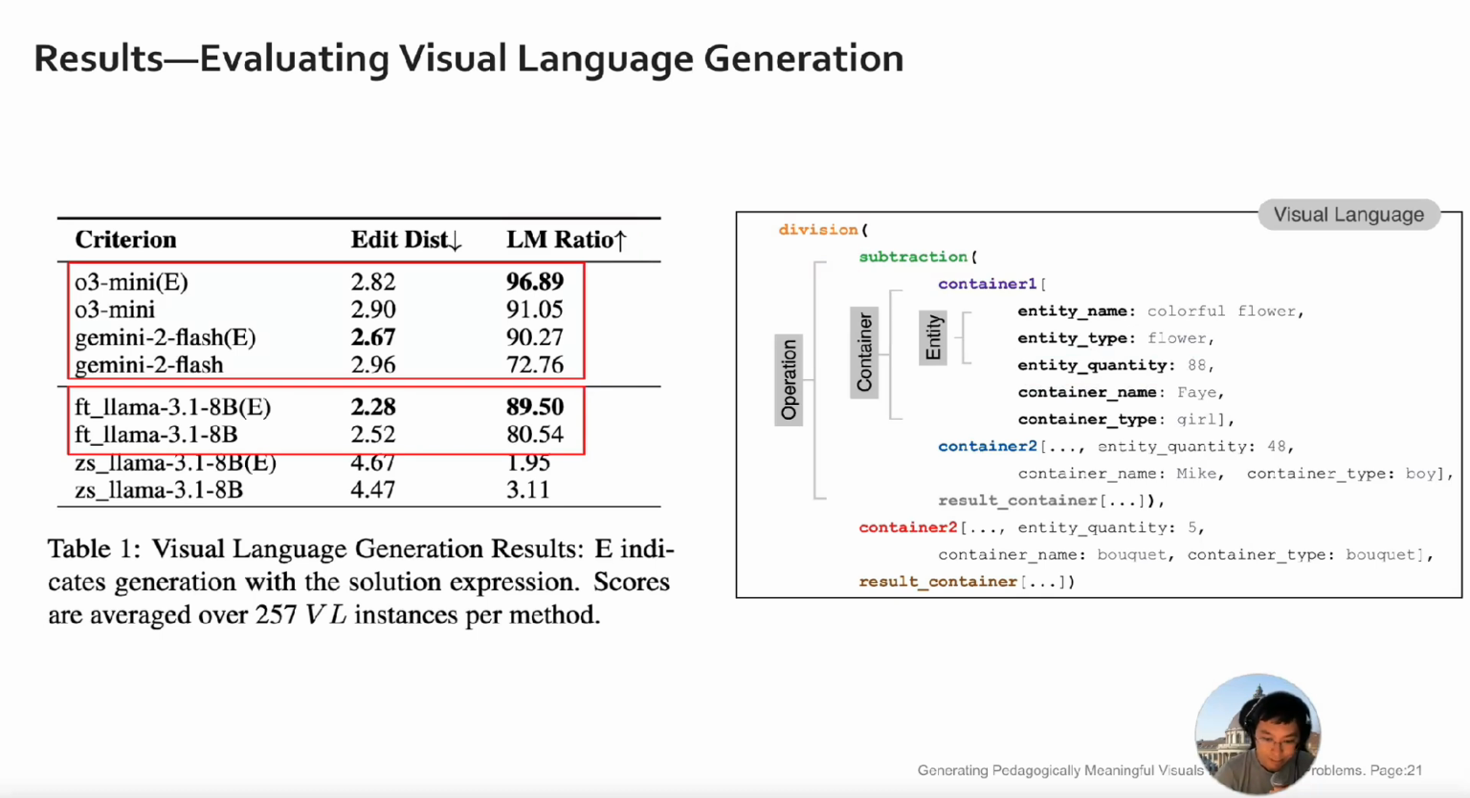As shown in this table, our generation framework equipped with O3 Mini achieves the best performance with a logic match ratio around 97%. We also show that the Llama model fine-tuned on the ground truth visual language dataset achieves comparable performance with state-of-the-art language models. We further found that including the solution expression of the math problem can significantly improve the quality of visual language generation regarding both criteria.